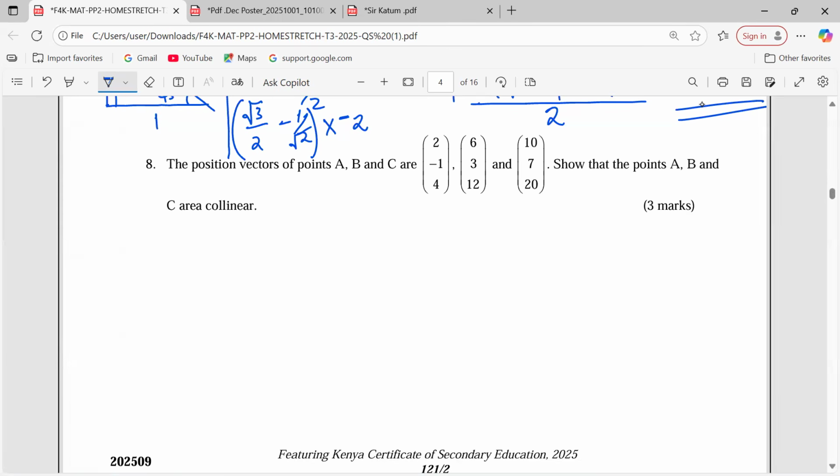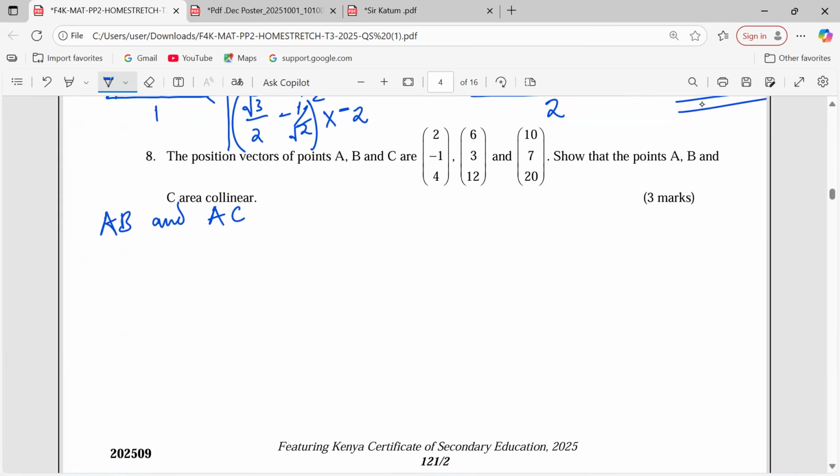Then you identify a common point. So let's establish two vectors here. Then we check whether they are parallel to one another. Two vectors can even be a vector AB and vector AC. You can pick any two. It can even be AB and BC.